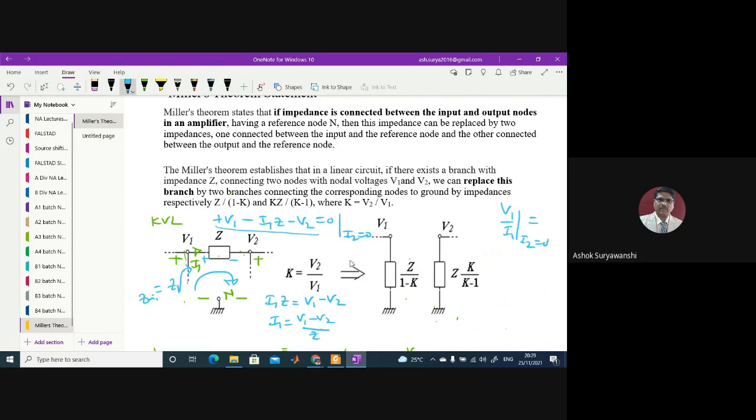Now this equation for current we can even directly write. What is current I1? It is potential at this point V1 minus potential at this point V2 divided by Z. But why have I not written it directly? Because I wanted to show that for this theorem KVL is used. Basically it is based on the KVL, so it is also called Miller's theorem for voltages. That is what one has to understand.